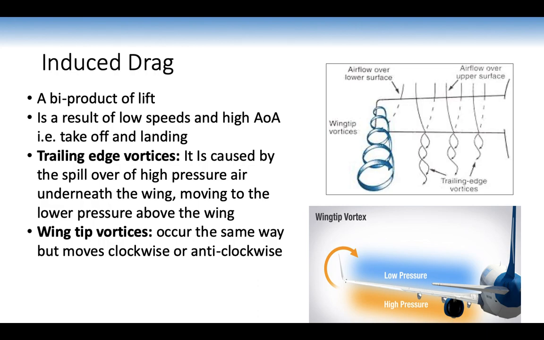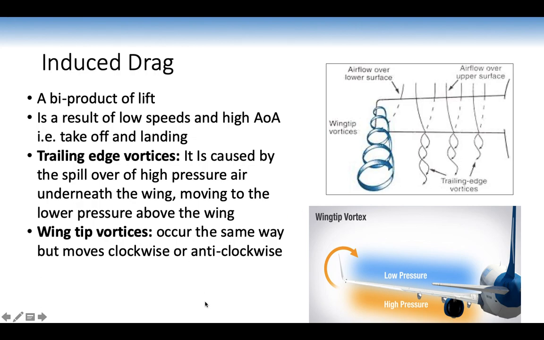And you've also got trailing edge vortices, as you can see in this image. It is caused by the spillover of high pressure air underneath the wing moving to the low pressure above the wing. So high pressure always moves to low pressure. So as that difference comes over here, it sort of has a spillover effect.